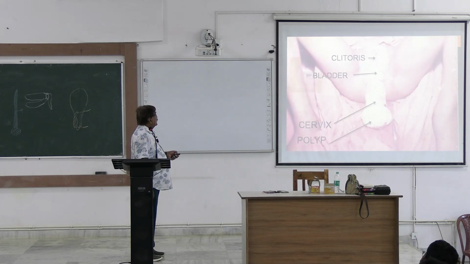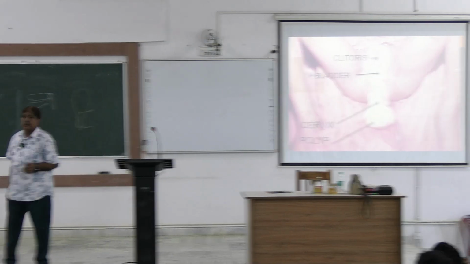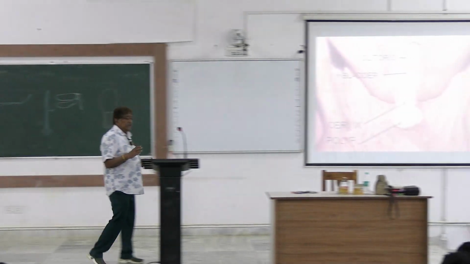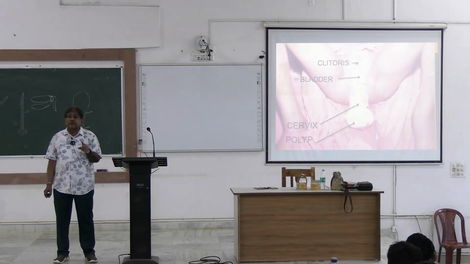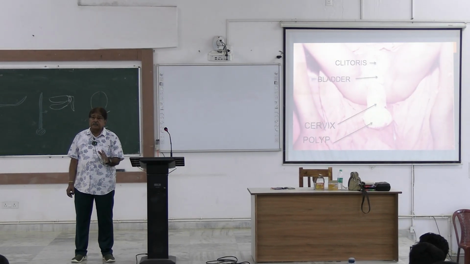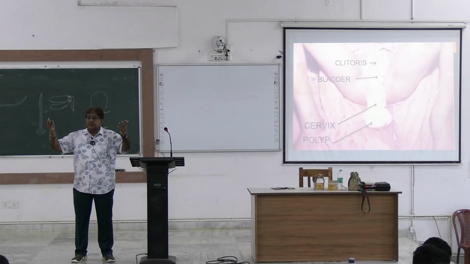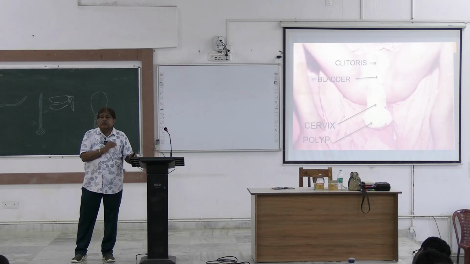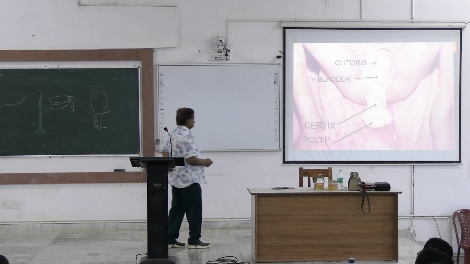Here are the clitoris, bladder, and cervix, and a polyp, in a young lady. Now, see, this polyp is one thing. You have to relieve her, you have to give some treatment. In those days, we could not wait for imaging, there was no imaging as such. On clinical condition, you will get many cases. Now, cervical polyp, this is the cervix, this is the polyp.